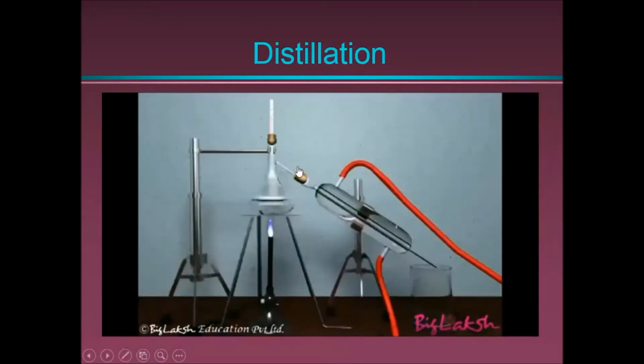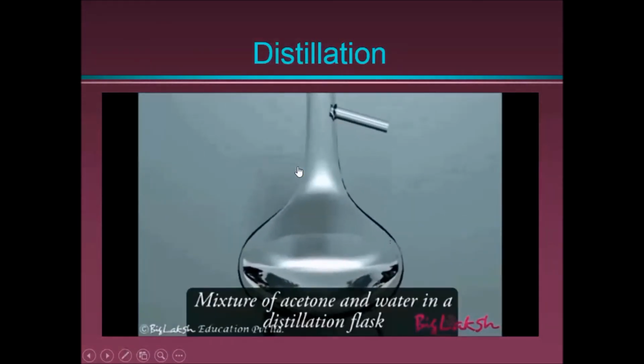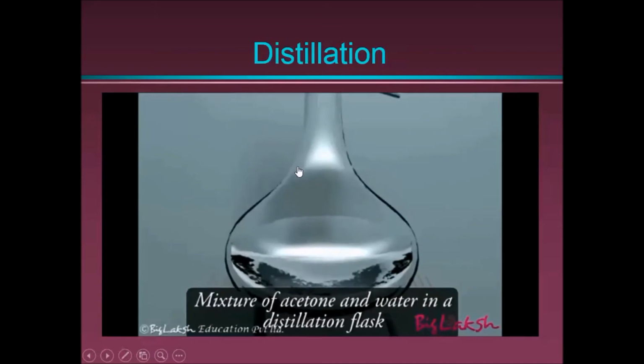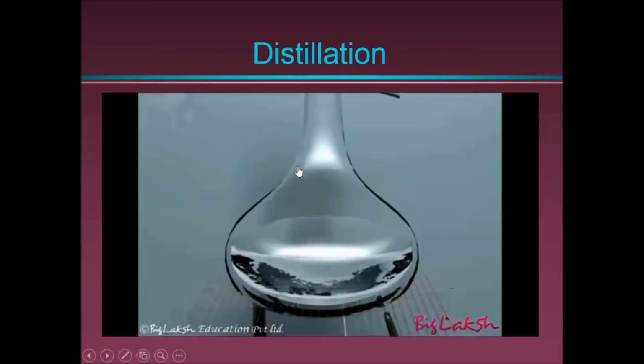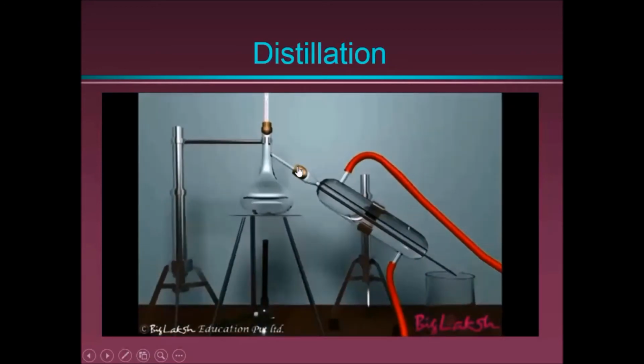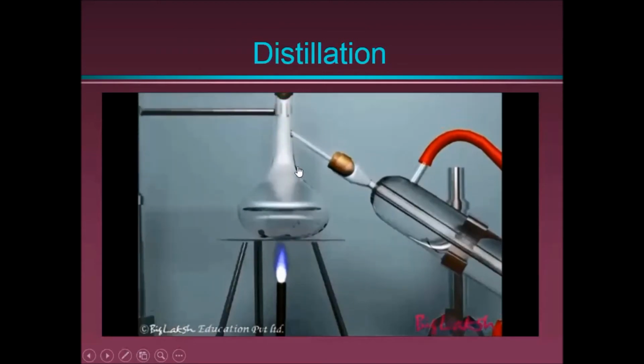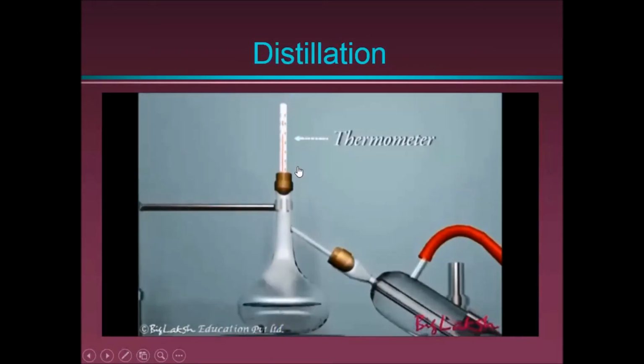Distillation. Let us have a look at the procedure of separation using distillation method. Firstly, take the mixture in a distillation flask fitted with a thermometer. Observe carefully how the apparatus is arranged. Then, heat the mixture slowly, keeping a close watch at the thermometer.